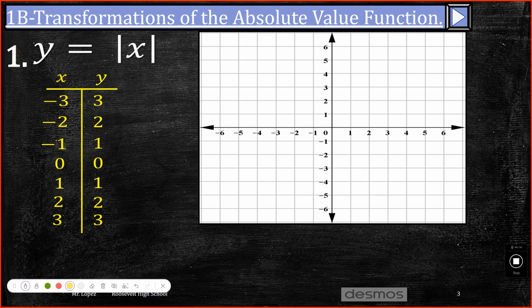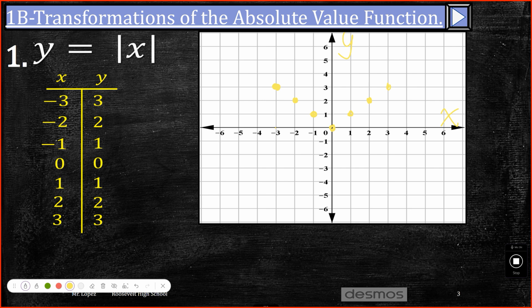How do you plot these points? On the graph, the x-axis is the horizontal. This is called the horizontal axis, x. Vertical axis is y. X is negative 3. When an input of negative 3, don't put a dot. When x is negative 3, the y is positive 3. Now you put a dot where they match up. Negative 3, 3. X is negative 2, y is 2. X is negative 1, y is 1. X is 0, y is 0. X is 1, y is 1. X is 2, y is 2.